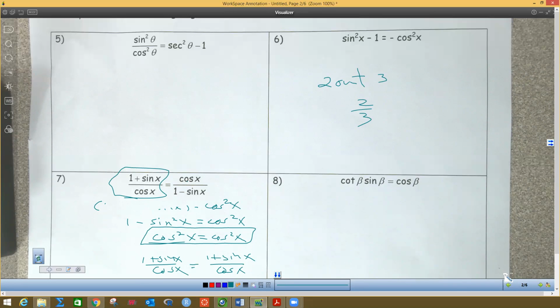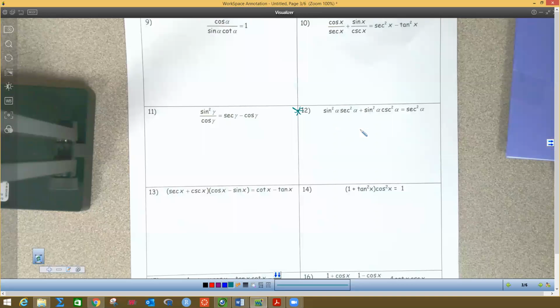Okay, we're going to go on the back side and do another problem that you guys picked, which is, I think, number 12. Now, again, you want to start with the most complex side. Can anybody tell me which side is more complex on the equal sign? Totally the left side, totally. So we're going to mess with the left side, okay? I'm supposed to show that it equals secant squared, I think.